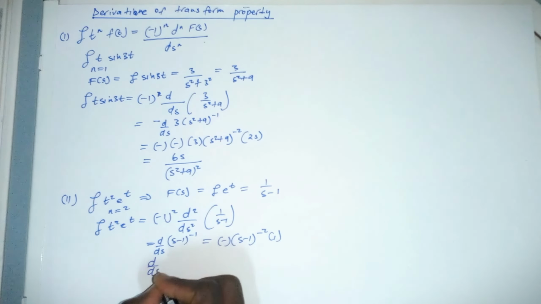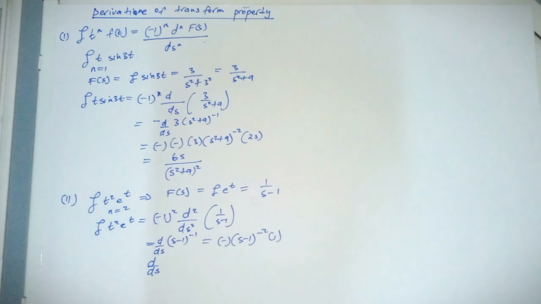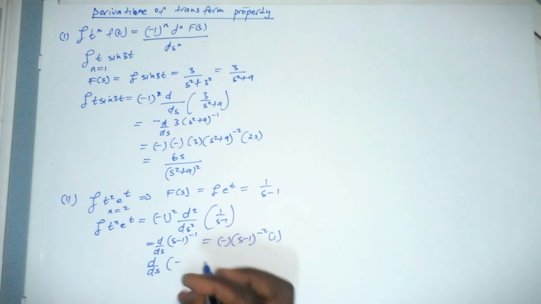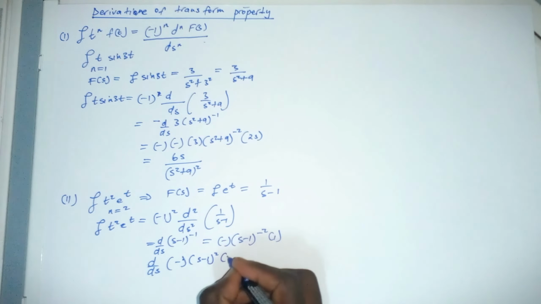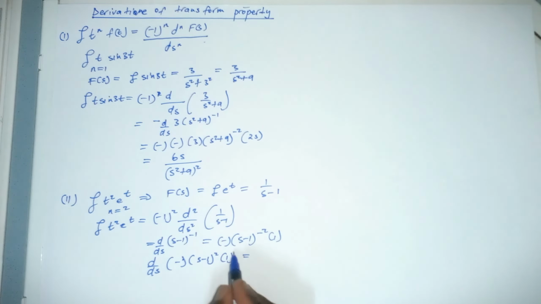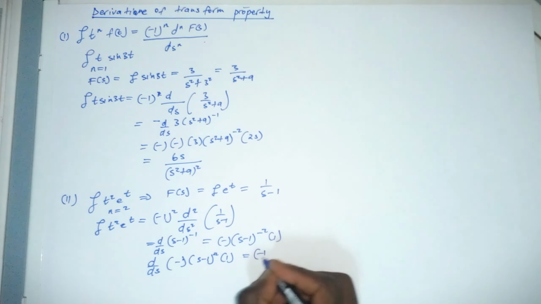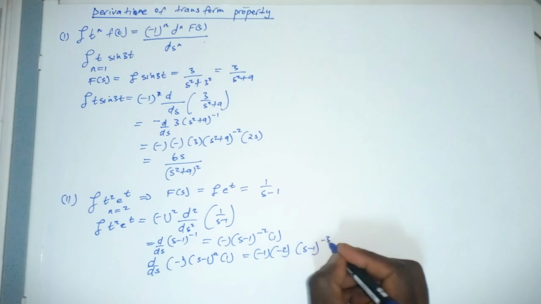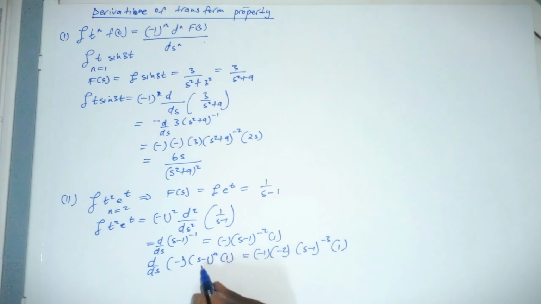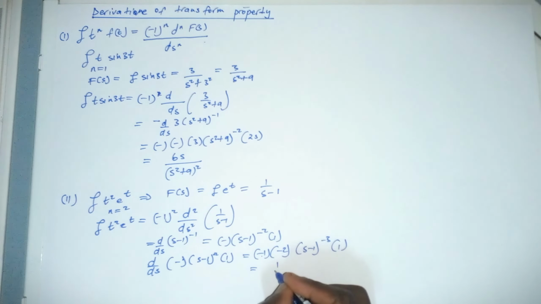We're going to write ds of negative 1 times (s minus 1) squared times 1, and this is going to give us, so this is negative 2. We'll drop the power. We're going to have negative 1 times negative 2 times (s minus 1) to the power negative 3 times the inner derivative of s, which is 1, and negative, that's going to give us positive. So we're going to have 1, it's actually 2 over (s minus 1) to the power 3.